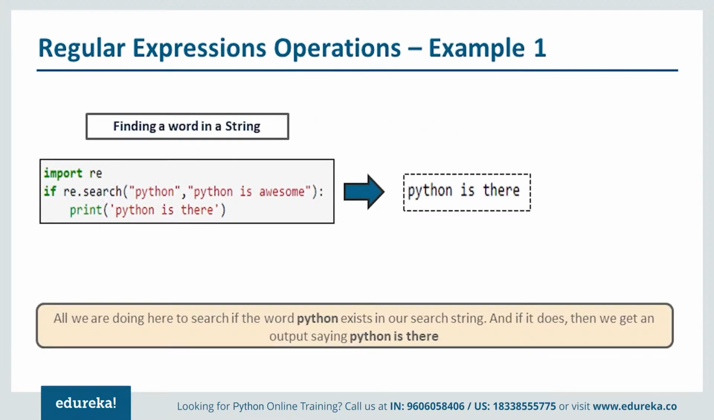Now let's talk about the first example. Here we are just trying to find a particular word in a string. We want to search for the word Python in this string. I'm using a module called re. With re.search, I'm trying to search for the word Python in the string "Python is awesome". If it is found, I run a print statement saying Python is there. So I'm just trying to find out if the word Python is present in a string or not.